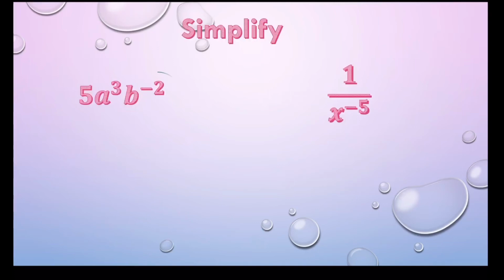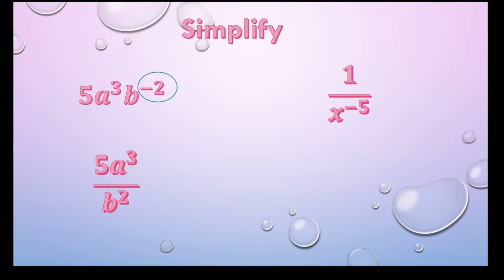But there is a negative 2 on that B, so I need to make it positive. So that negative 2 is only going to the B. So my 5A cubed is going to stay on top. My B squared is going to go on the bottom. Now, looking at this problem, there's nothing else that can be simplified. I've done everything I can possibly do, and all my exponents are positive. So that problem's done.